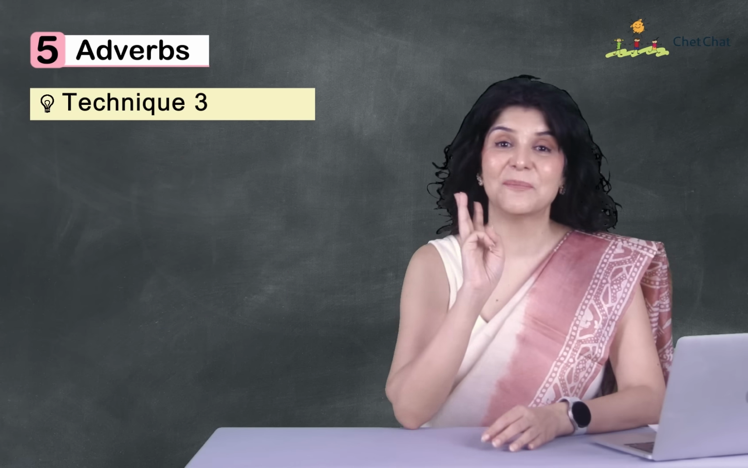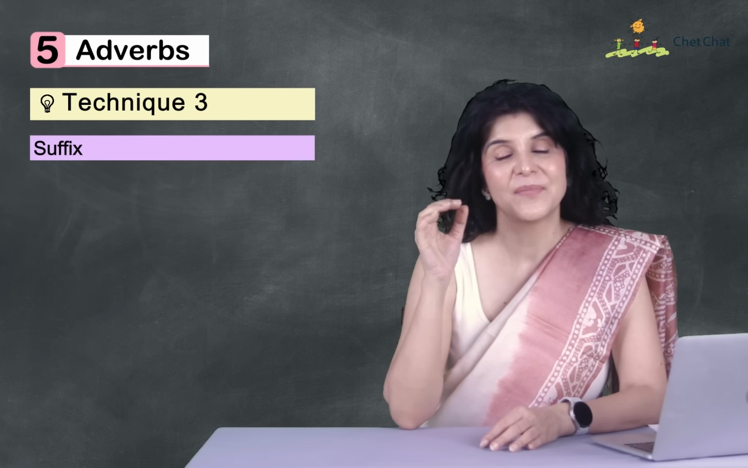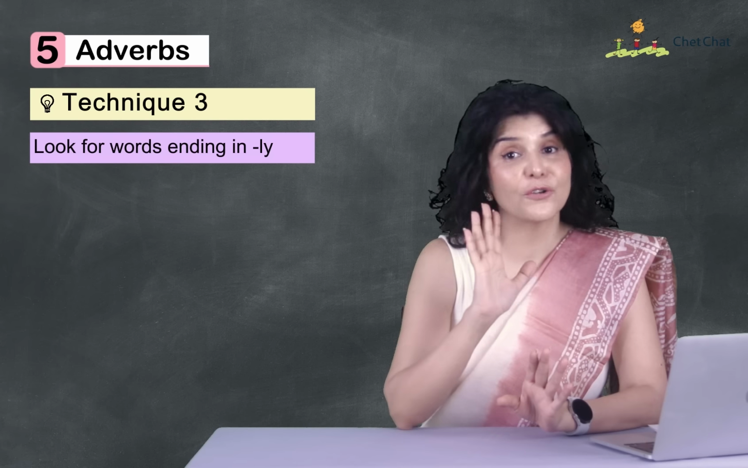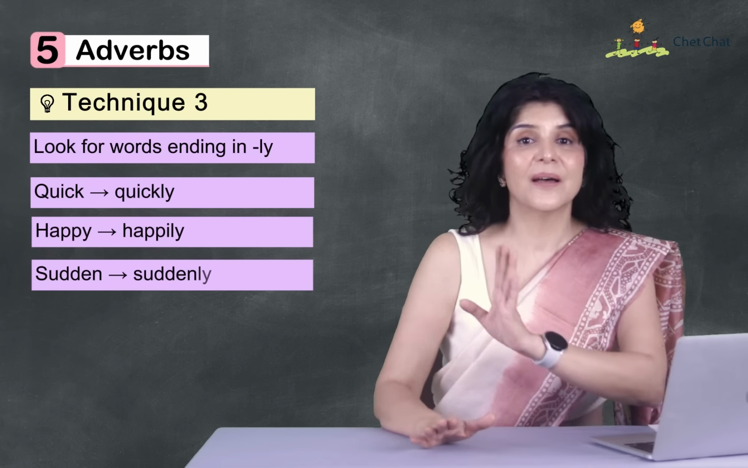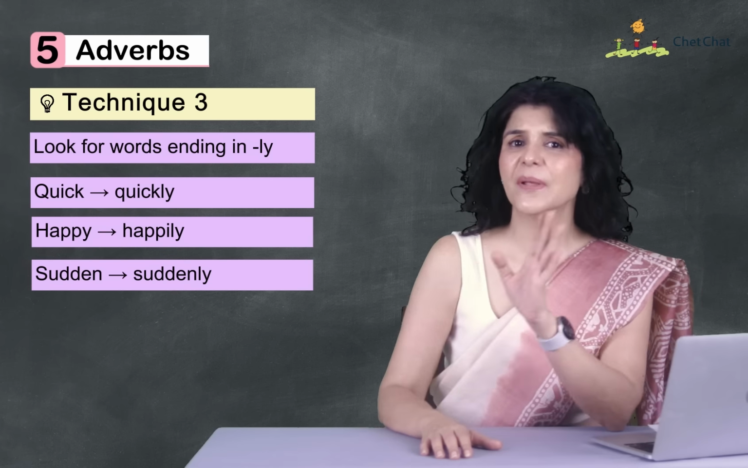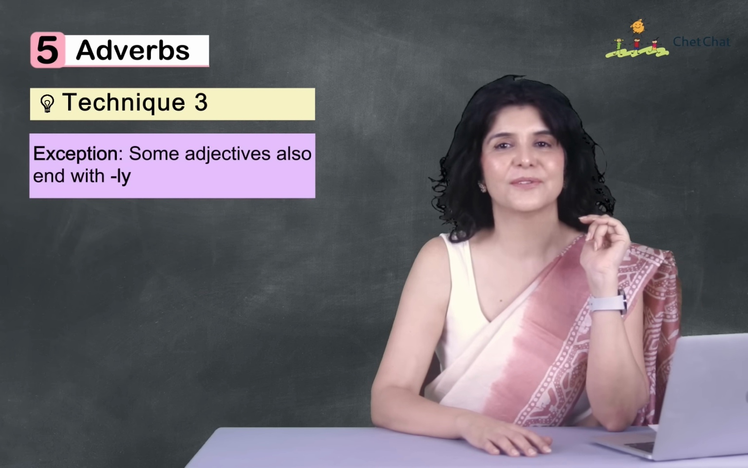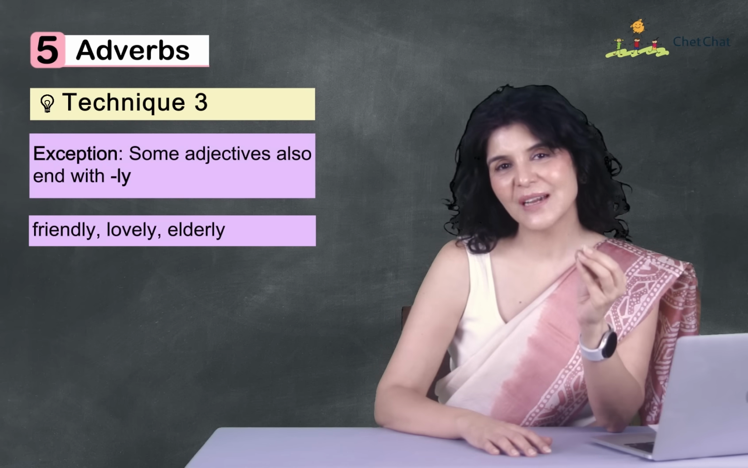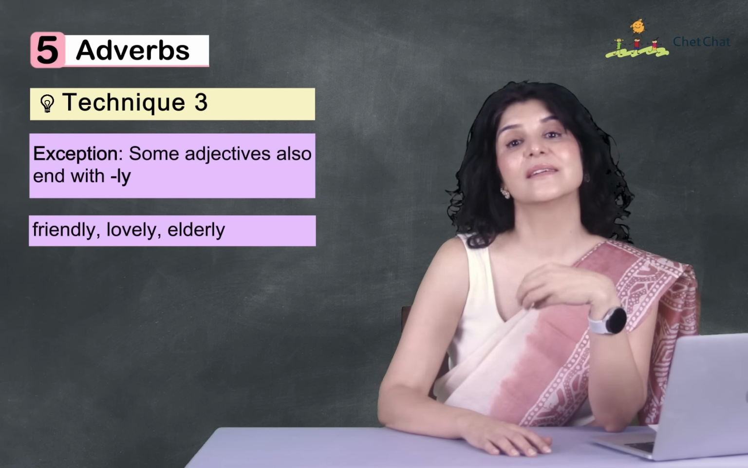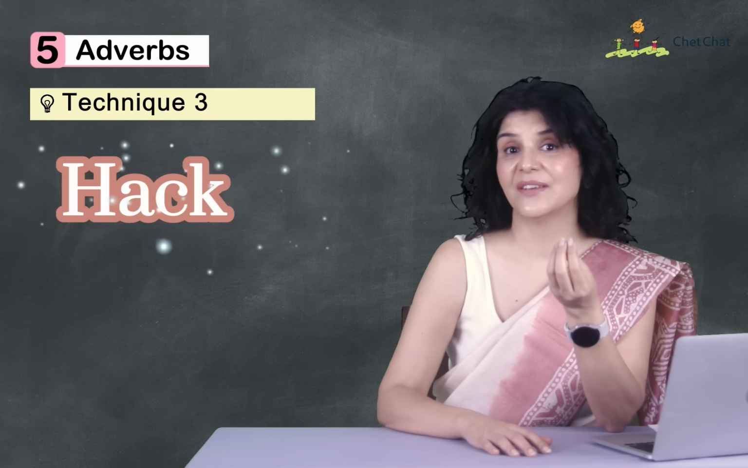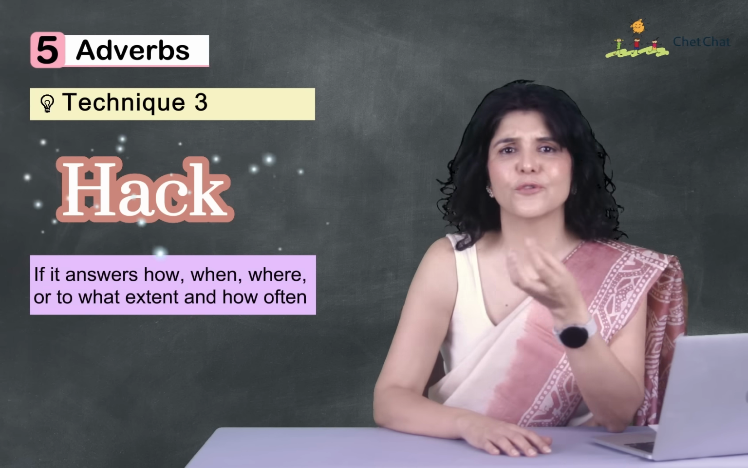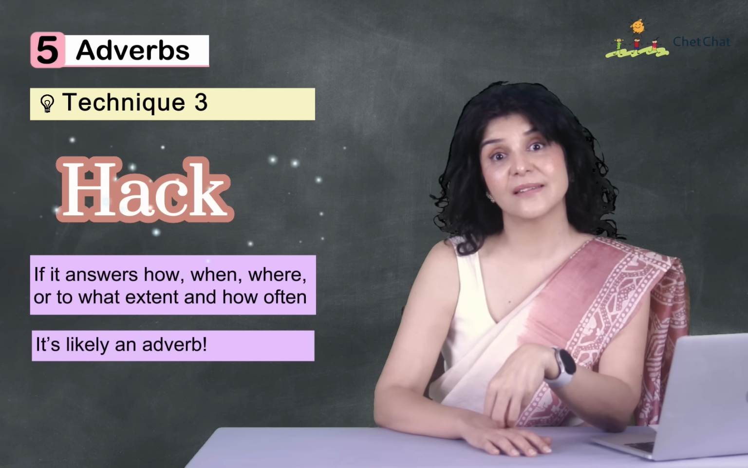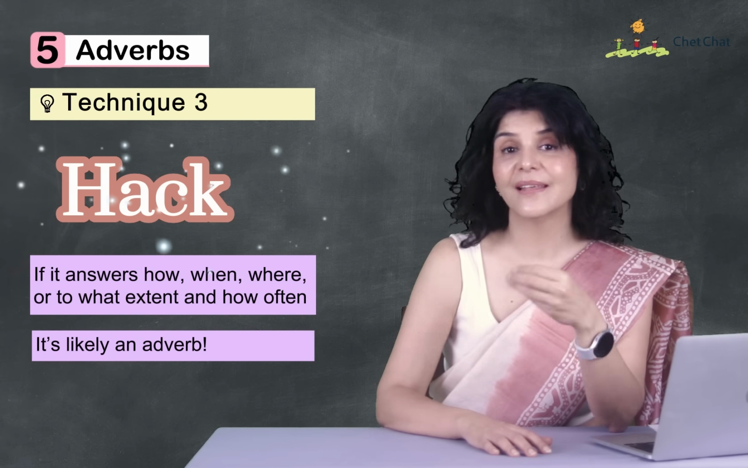Now let's look at technique number 3, which is suffixes. Look for words ending in ly. Many adverbs, but not all, end in ly. Some examples are here on your screen. But there are exceptions. Some adjectives also end with ly, like friendly, lovely, elderly. So if you see a word ending in ly, ask one of the questions. If it answers how, when, where, to what extent, or how often, then it's an adverb. If it answers which one and how many, then it's an adjective.